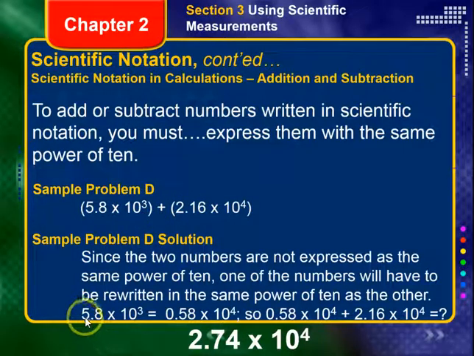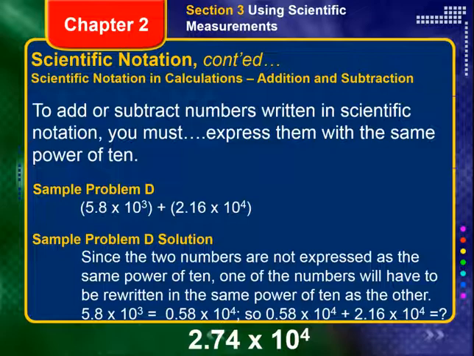So I'm going to rewrite the 5.8 times 10 to the third as 0.58 times 10 to the fourth. Okay, so I moved the decimal to the left once. That means I had to make the exponent larger. So what I'm actually going to stick into my calculator is 0.58 plus 2.16, which is 2.74. And I keep the same power of 10, times 10 to the fourth.